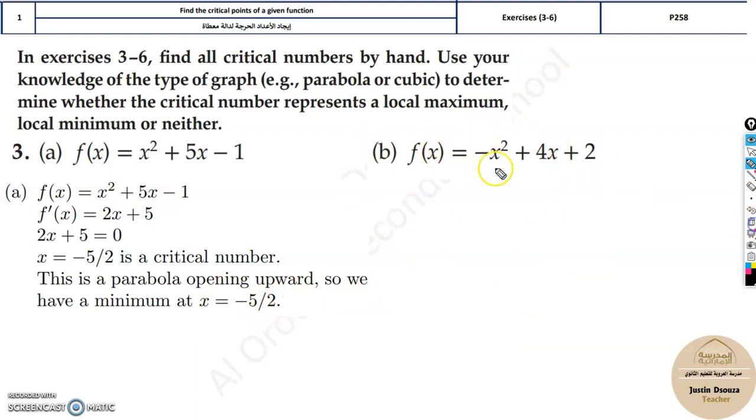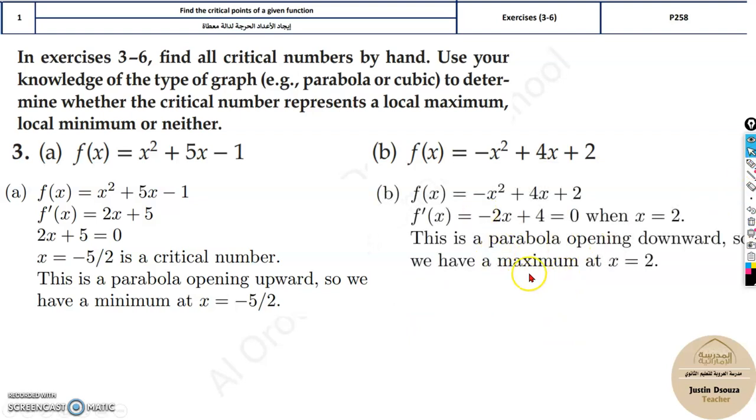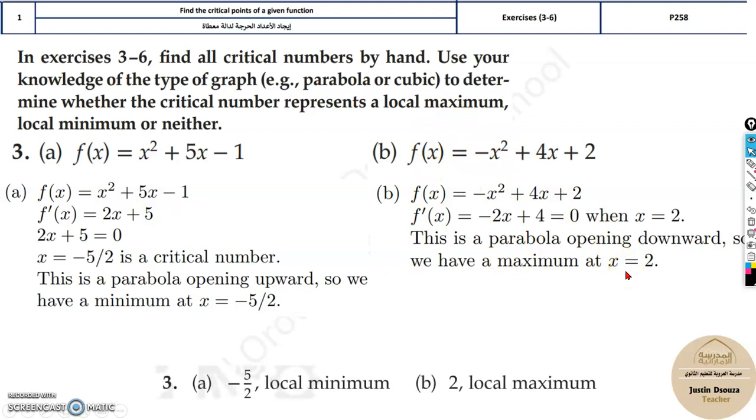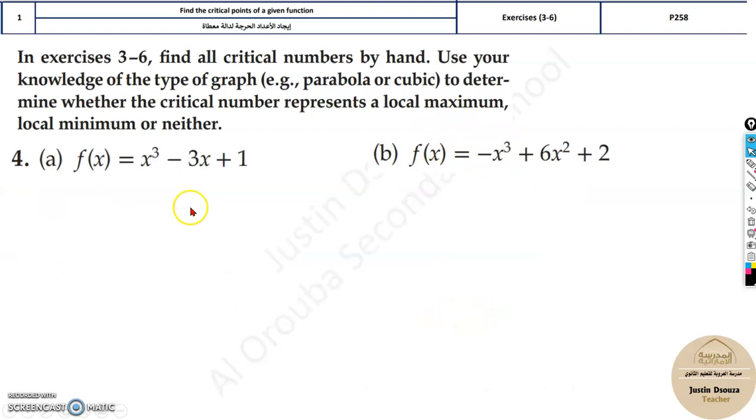Whereas over here in the second problem, you can see it will open downwards and it will have a maximum point. Whatever you solve will be the maximum. So same method as what we did, it will be opening downwards because there's a minus sign over here before x squared, and that is the answer. Same way you can try solving the others.